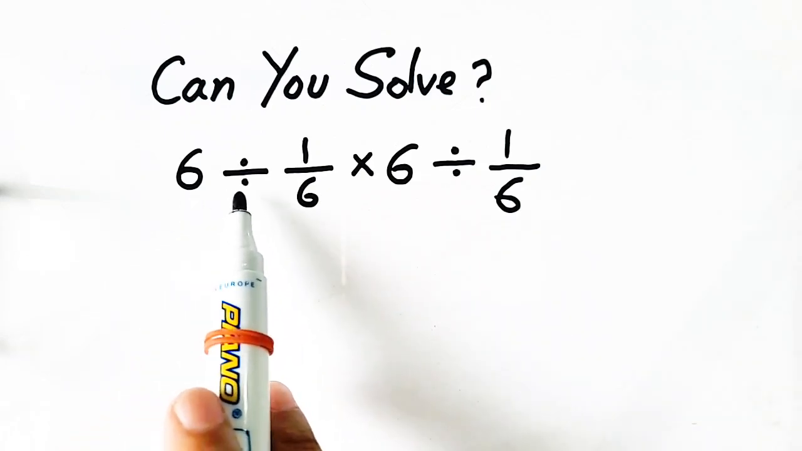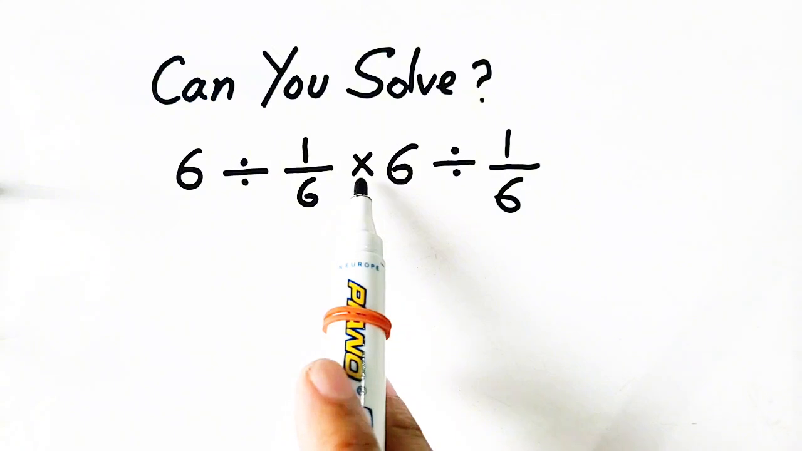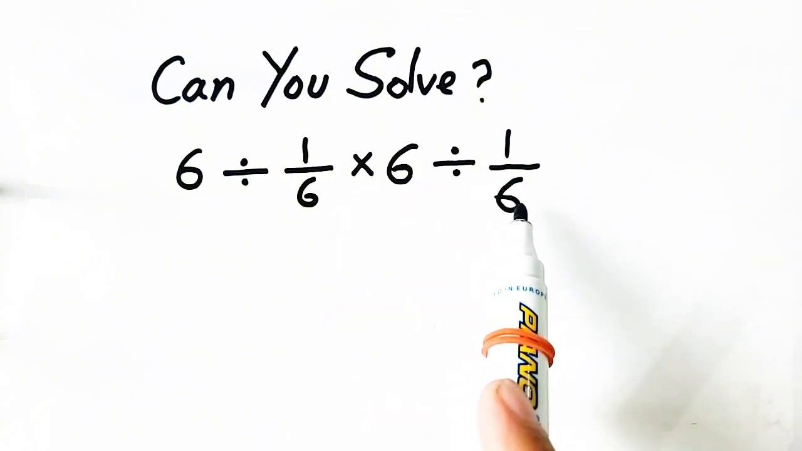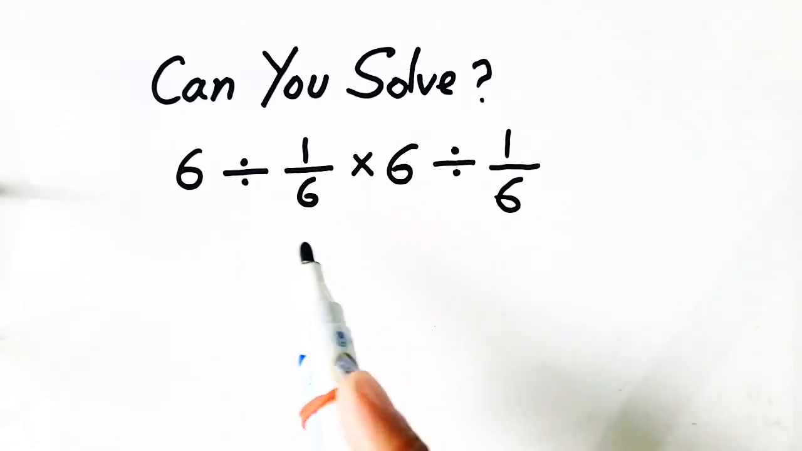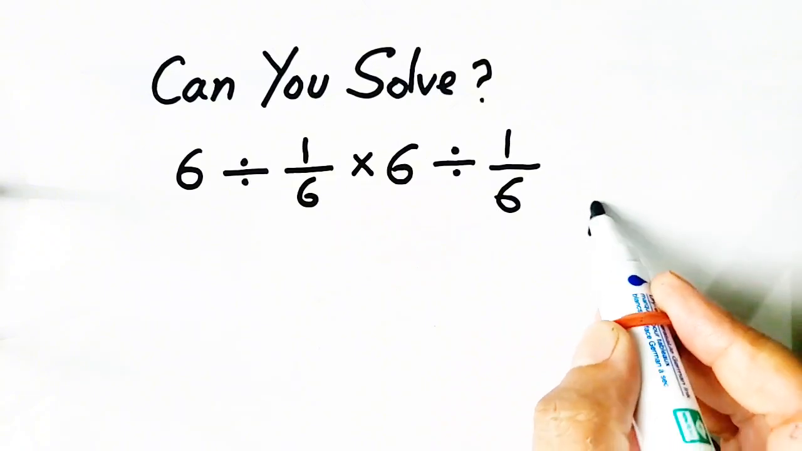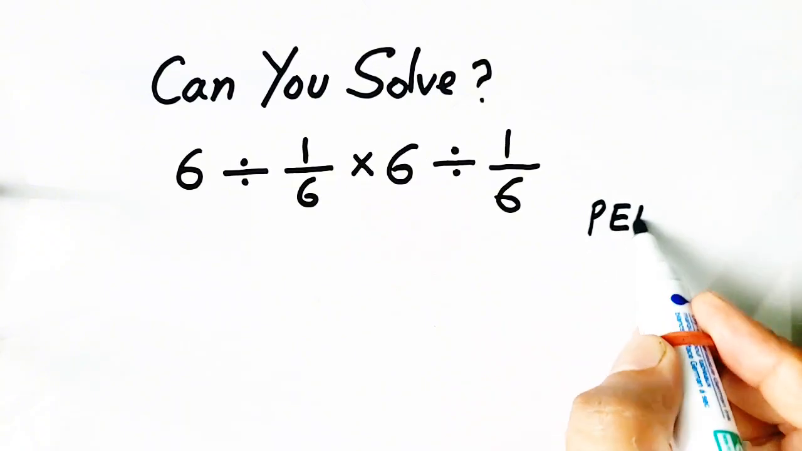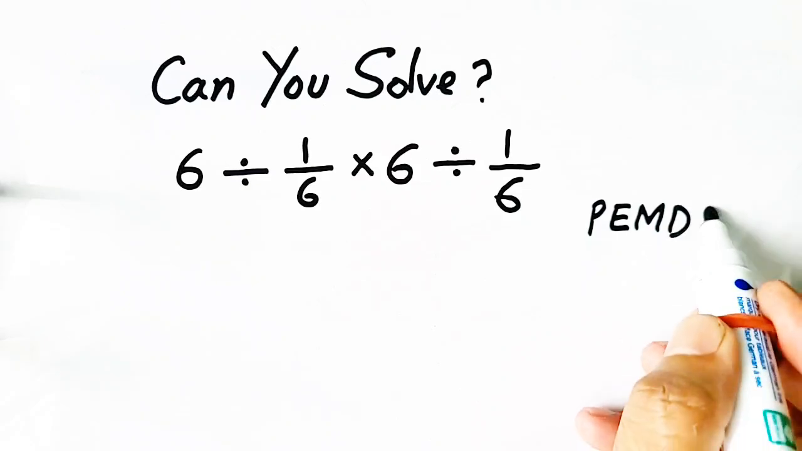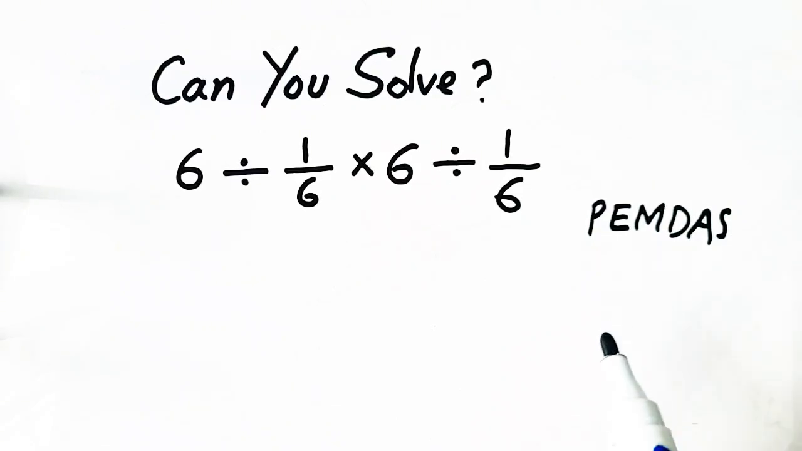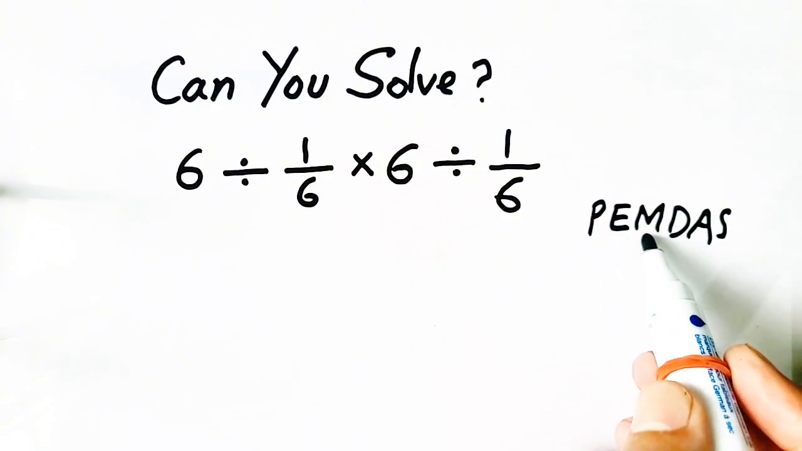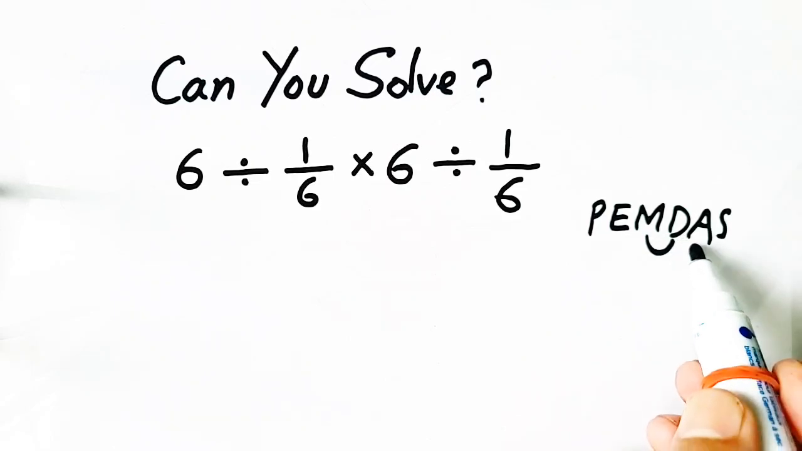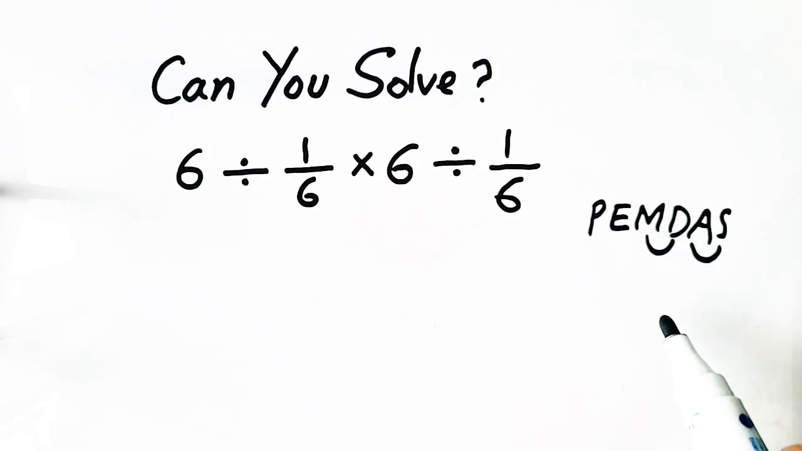The problem is 6 divided by 1/6 multiplied by 6 divided by 1/6. So it seems difficult, but it is very simple. We will apply the PEMDAS principle, in which first of all we will solve parentheses, then exponent, then multiplication and division, then addition and subtraction.